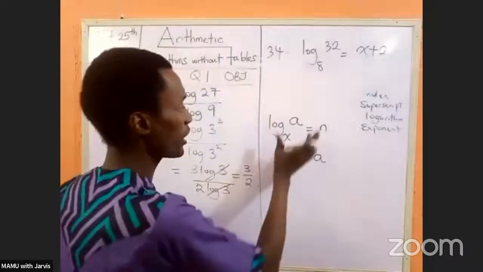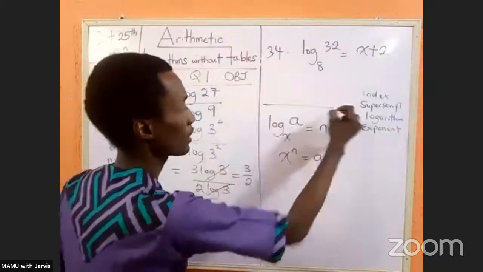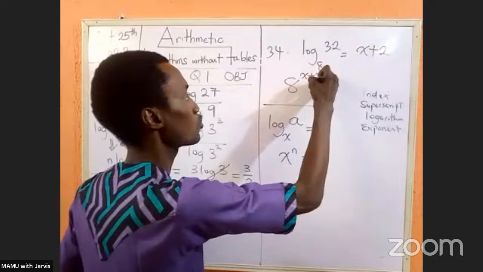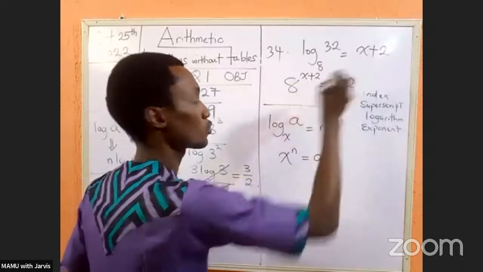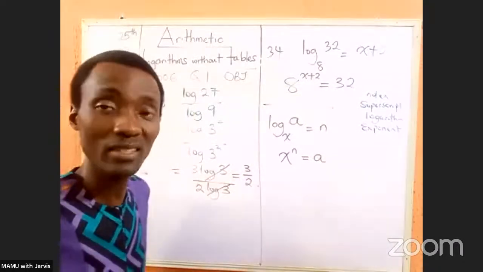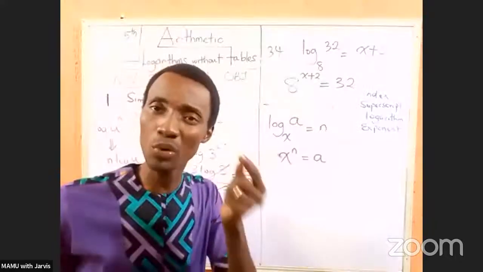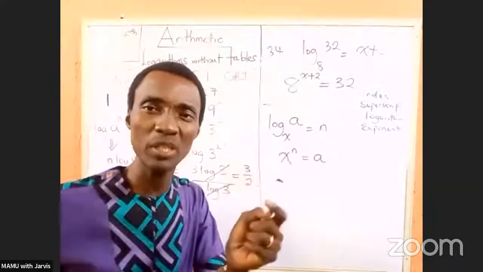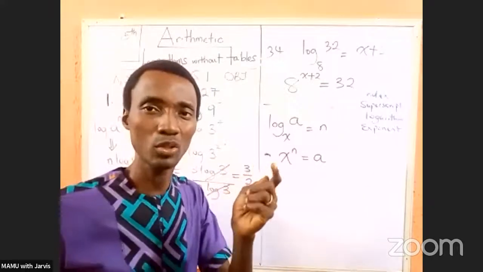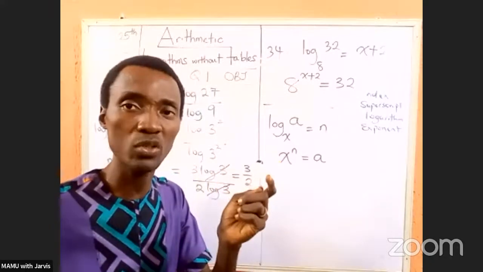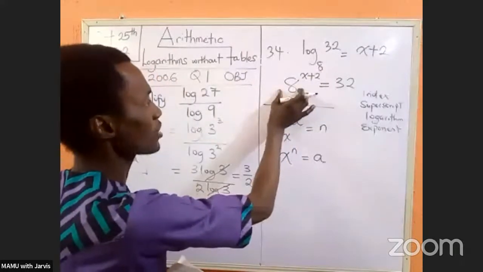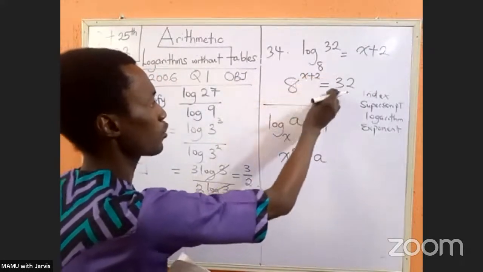So if we borrow a leaf from this concept, we're going to have that this will be what? 8 raised to the power of x plus 2 being equal to what? 32. The next thing we look at is this. Remember that anytime you're handling logarithm, your knowledge of indices must be close by. The knowledge of what? Indices must be close by.